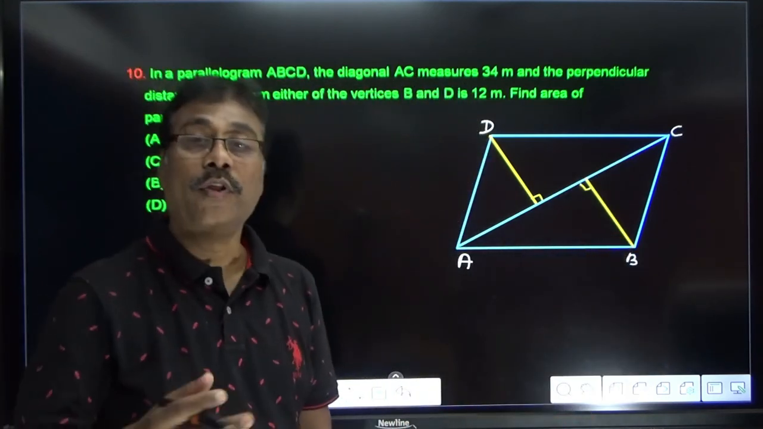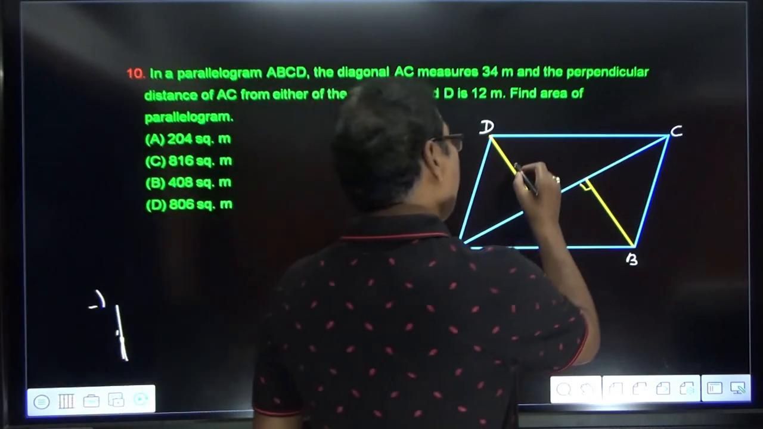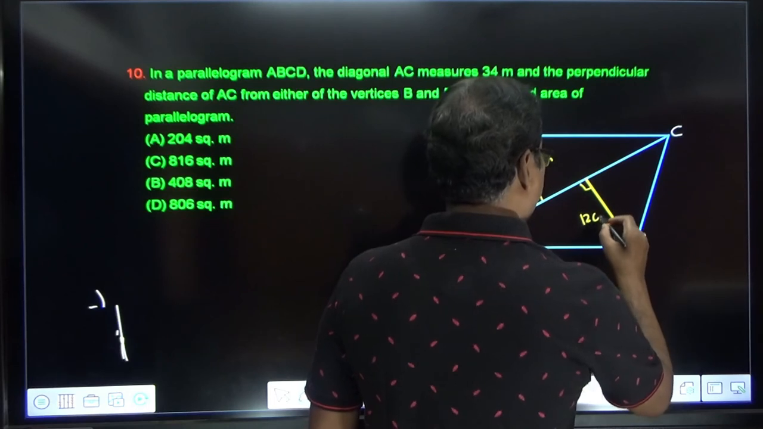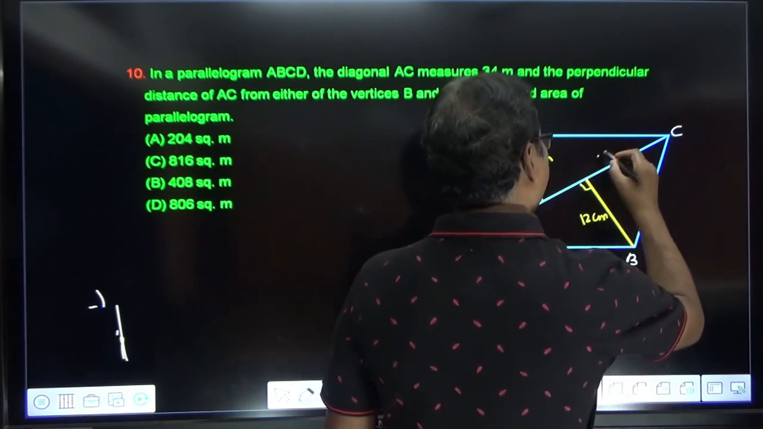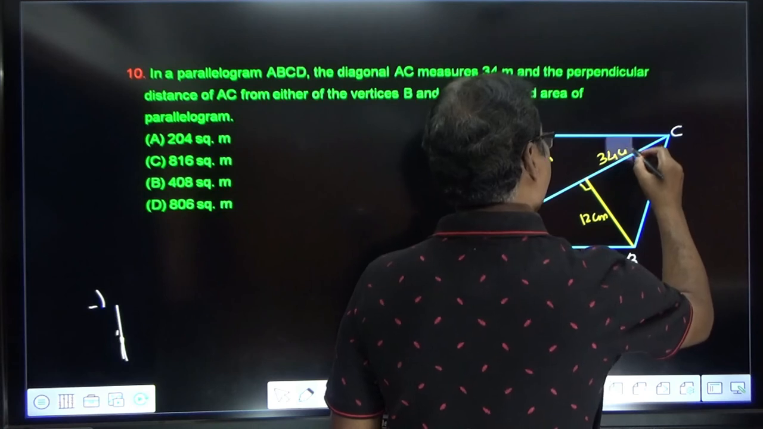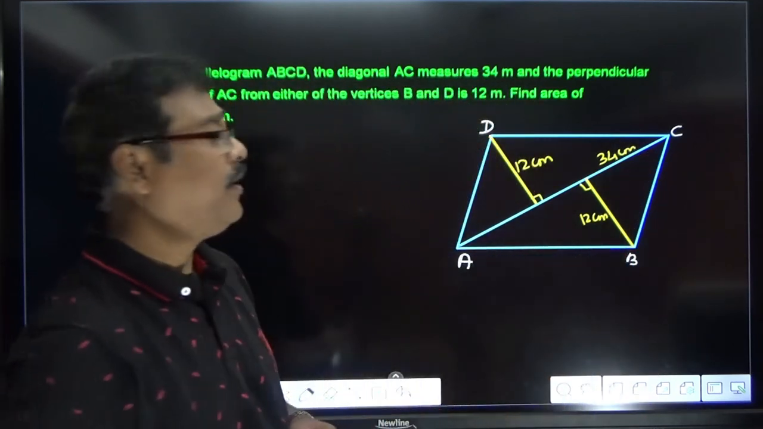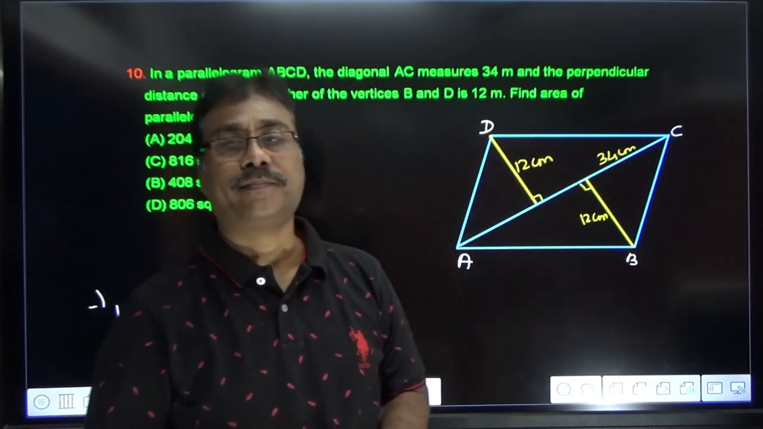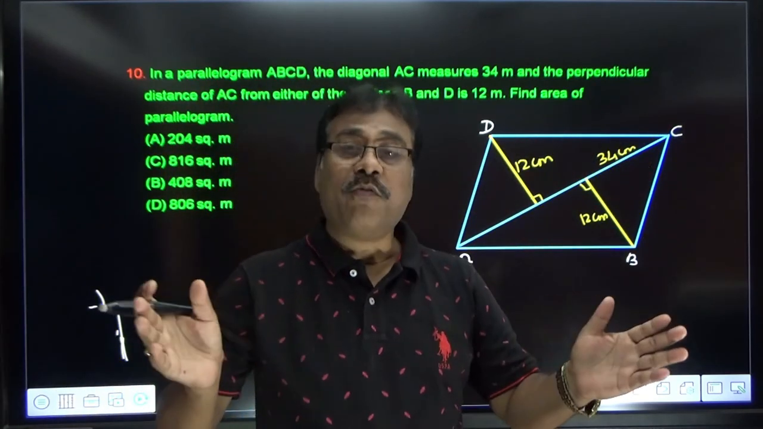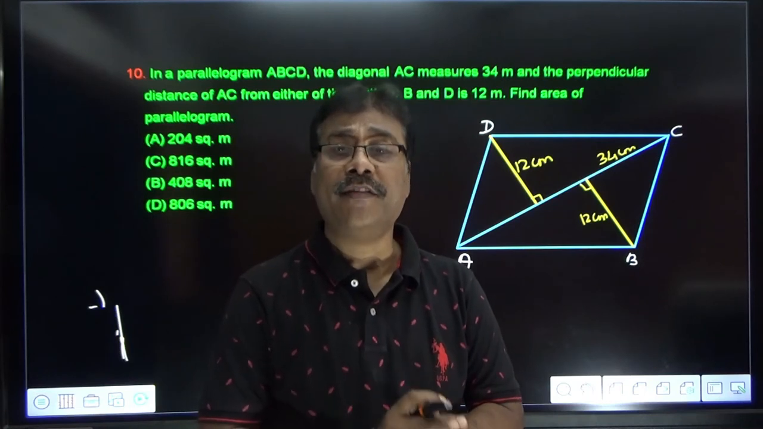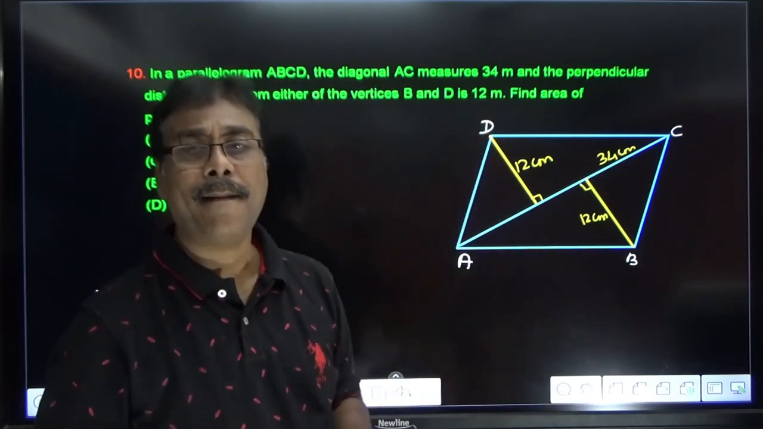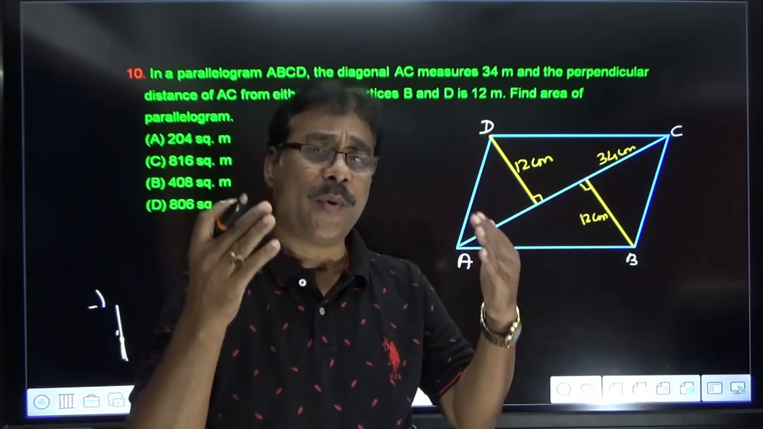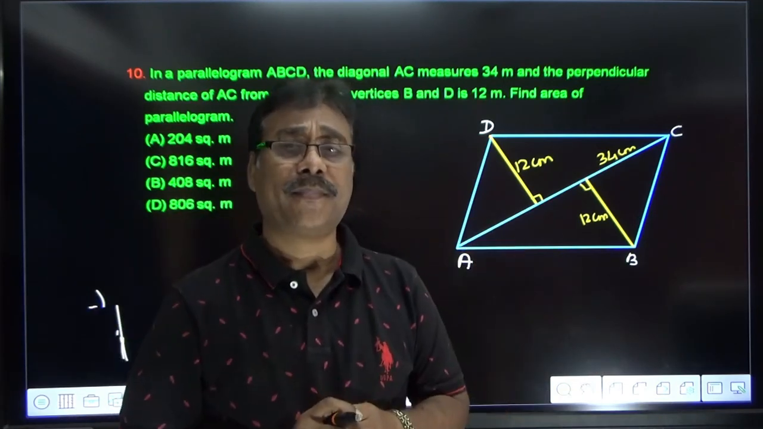Question is, both these lengths are 12 cm. This is 12 cm, this is 12 cm, and the length AC is equal to 34 cm. And actually, what is the area of this parallelogram? We have read that the formula for area of parallelogram is base into height. But it is not given that way, so we have to think of some other way to find this area.